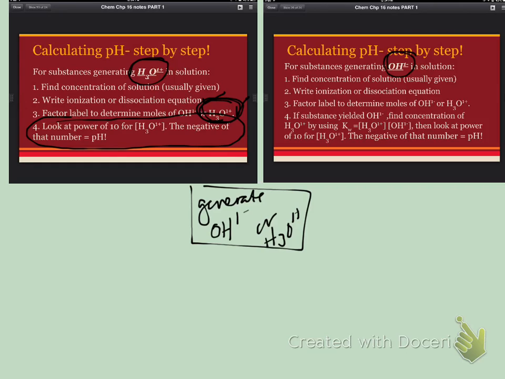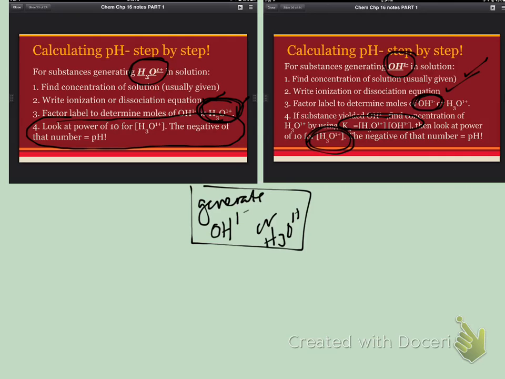For things that generate hydroxide, there's one extra step. What is it? Using the constant, using Kw. So here you do all the same things you do for something that generates hydronium. Find the concentration, again, it's usually given. Write an ionization or dissociation. Factor label to find the moles of hydroxide. But then you're going to use Kw equals hydronium times hydroxide to solve for hydronium. Once you've got that, it's the same simple thing.